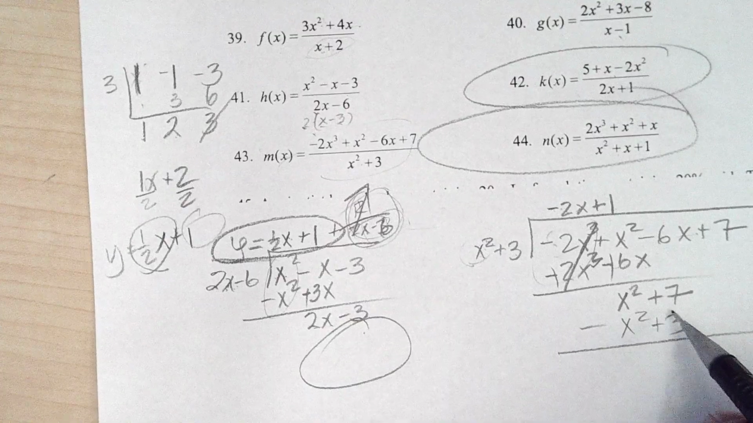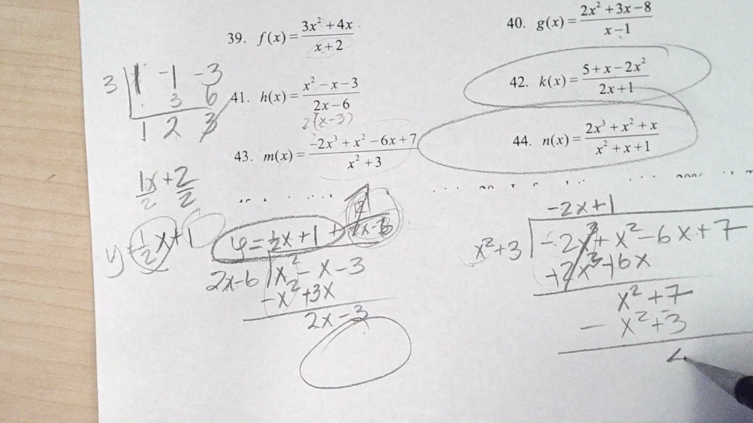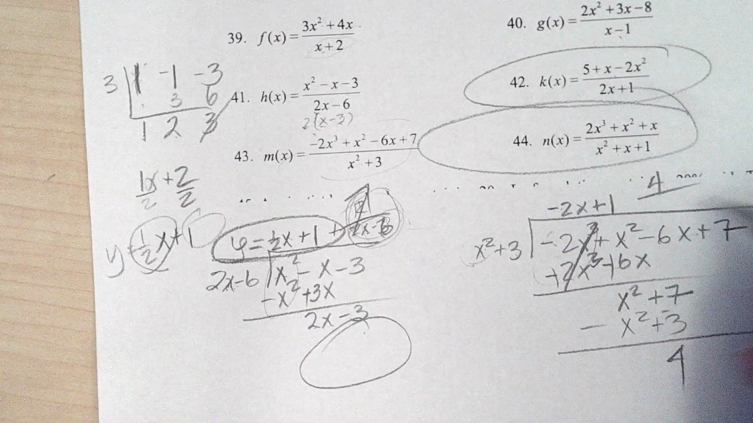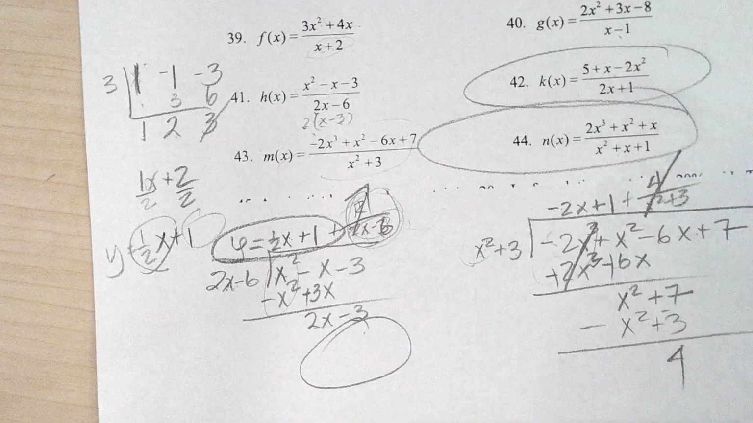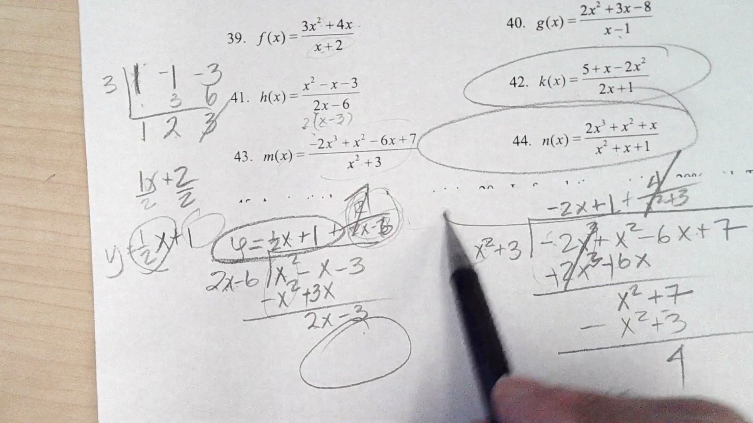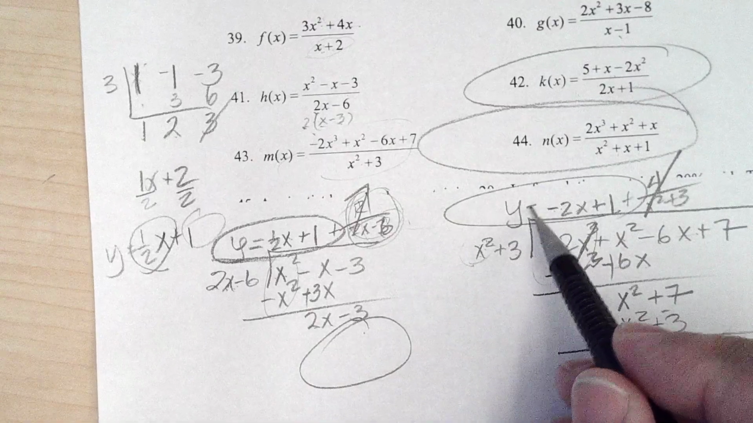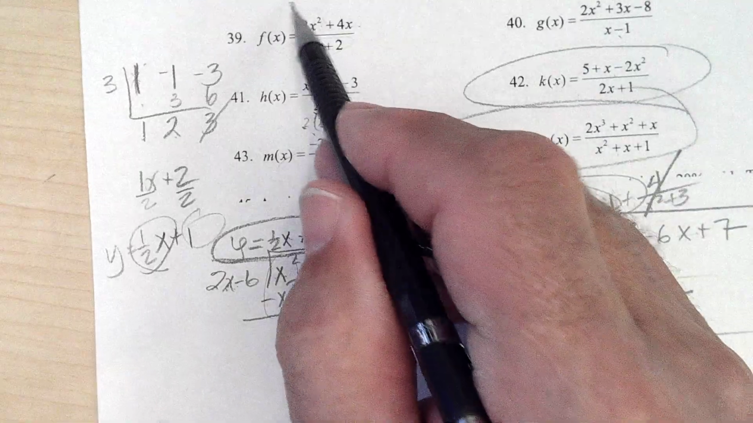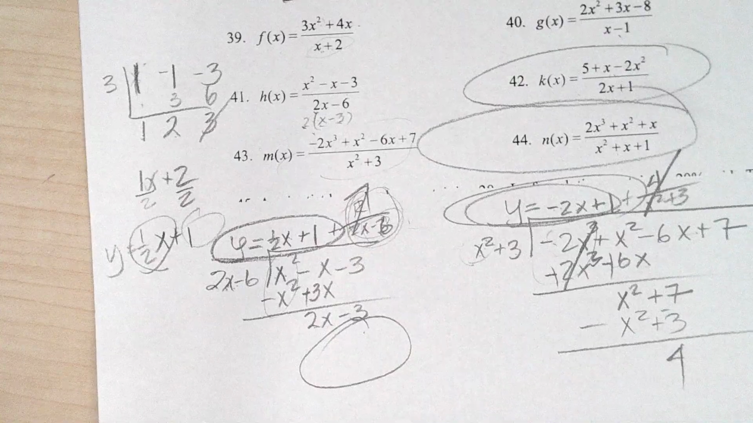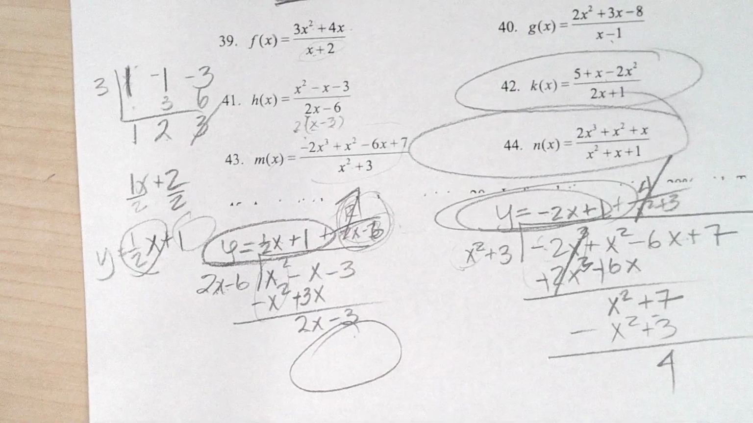If I draw the line and change the signs, I get 4. And this would be 4 over x squared plus 3. But this is going to go to 0 in end behavior. And there's the equation of the oblique asymptote, what they asked us to look for. Okay, that's how you find oblique asymptotes.